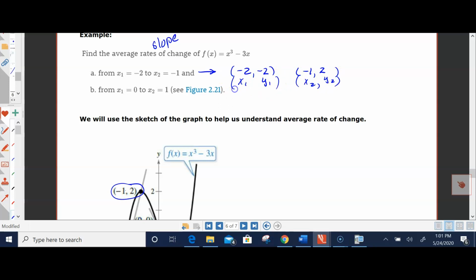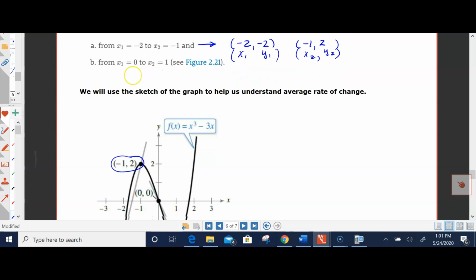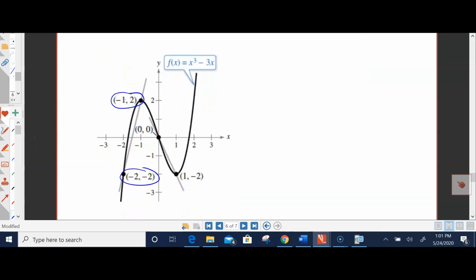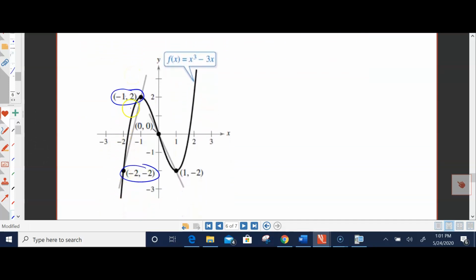So 2 ordered pairs, I found them from my graph. They told me what x values to work with. And here's where that secant line thing comes in. Notice the entire graph is a curve. Because the entire graph is not a straight line, what I'm going to do is focus on the 2 points they asked me about and find the slope between those 2 points from this secant line. So a secant line is just a line drawn between the 2 points you want to find the average rate of change of. That's all.